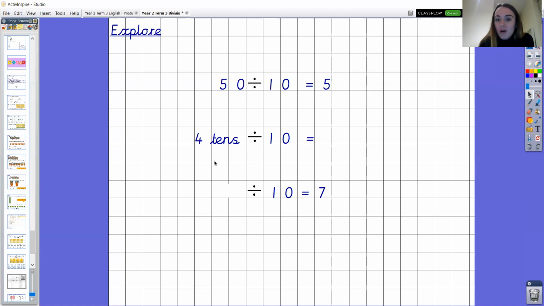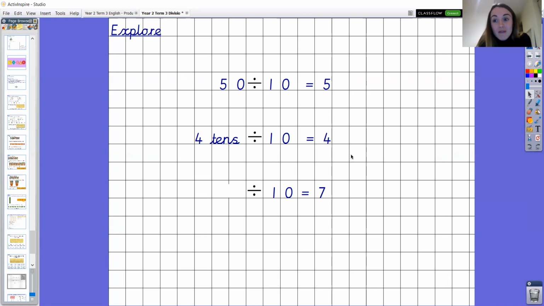So again, how many lots of 10 makes 40? Or what's 40 10 times smaller? 4. Brilliant. Well done, year 2. Should we read this division together? 4 tens divided by 10 equals 4. Brilliant. Well done. Okay, let's have a look at this last one.